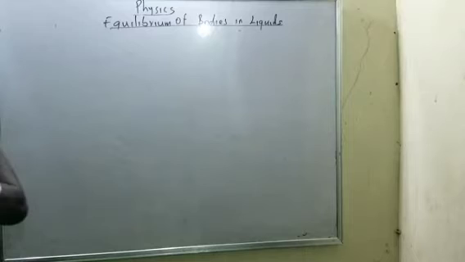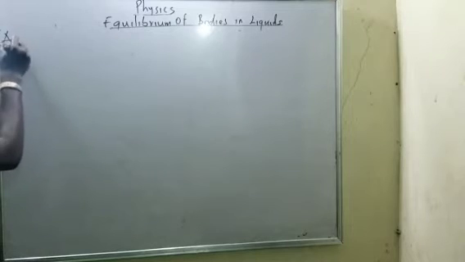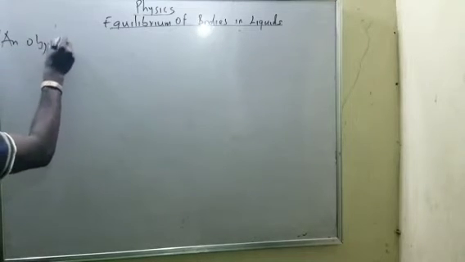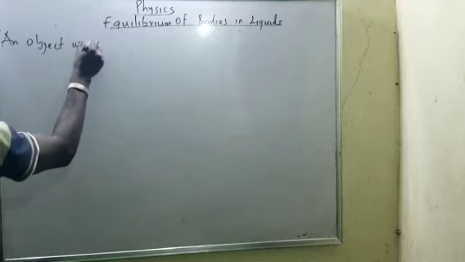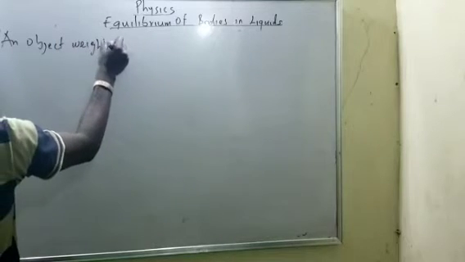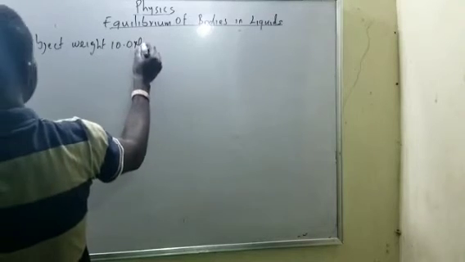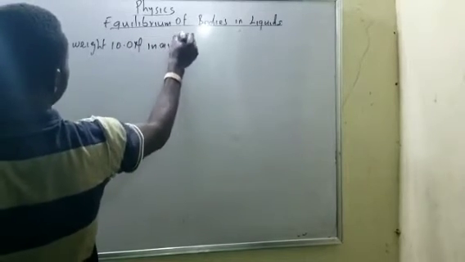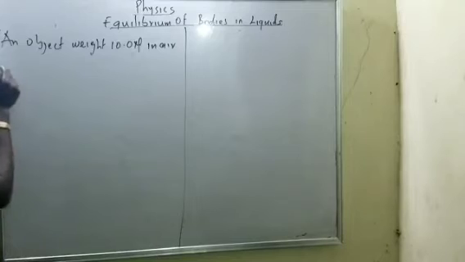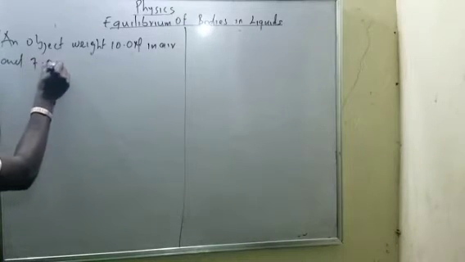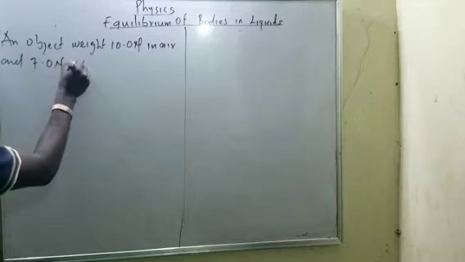Now, this example is the only example I will give. An object weighs 10.0 Newton in air and 7.0 Newton in water.